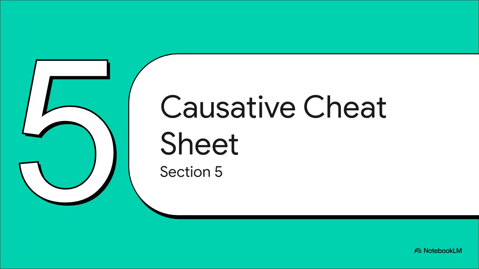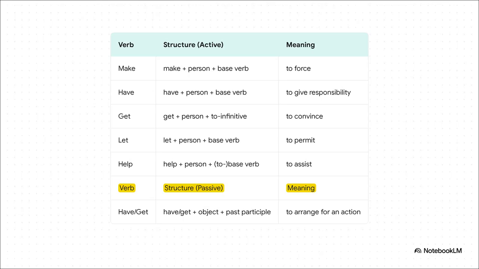All right, we have covered a lot of ground. So now, let's pull everything together into one simple, easy-to-read summary. This is the slide you are going to want to screenshot. This is your go-to guide. And here it all is. Everything in one place. For the active voice, you've got make to force, have for responsibility, get to convince, let to permit, and help to assist. And then for that super useful passive voice, you just use have or get plus the object plus the past participle anytime you arrange for an action. Save this one. You'll thank yourself later.